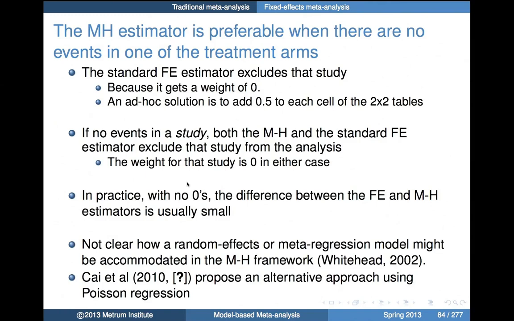We'll move soon into talking about random effects meta-analysis models, and it's really not clear how to extend that Mantel-Haenszel framework into random effects models or even meta-regression models, where we might be trying to describe what's causing any differences between studies. And so while the Mantel-Haenszel estimator is useful, it in and of itself is of somewhat limited use if we're trying to get into more sophisticated models.